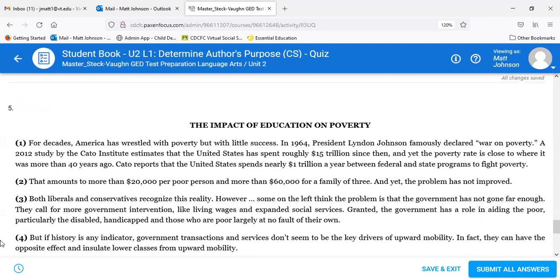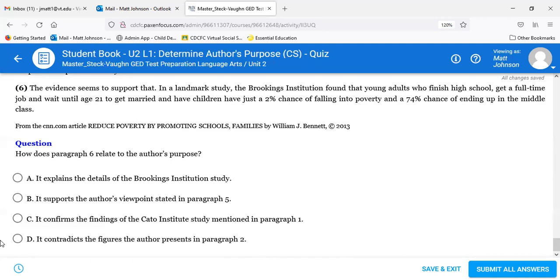And C for our last one. We got the same passage. Grace, you want to read number 6? Okay. How does paragraph 6 relate to the author's purpose? A, it explains the details of the Brookings Institution study. B, it supports the author's viewpoint stated in paragraph 5. C, it confirms the findings of the Cato Institute's study mentioned in paragraph 1. And D, it contradicts the figures the author presents in paragraph 2.